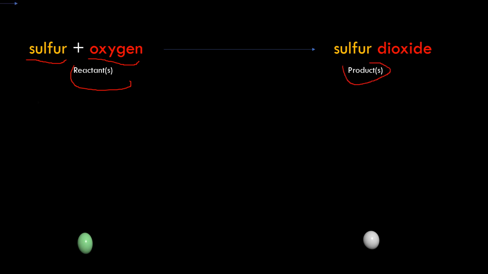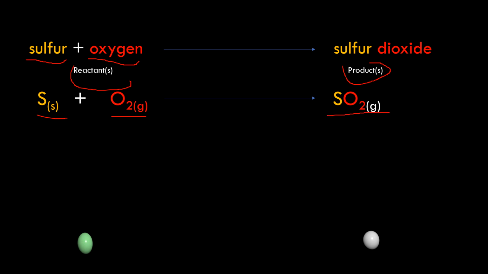This can also be represented using the symbols that are found in the periodic table. So sulfur is written as S, as it is on the periodic table, but oxygen is a diatomic molecule, so it is written as O2. So these two substances react to produce sulfur dioxide, which is our product.